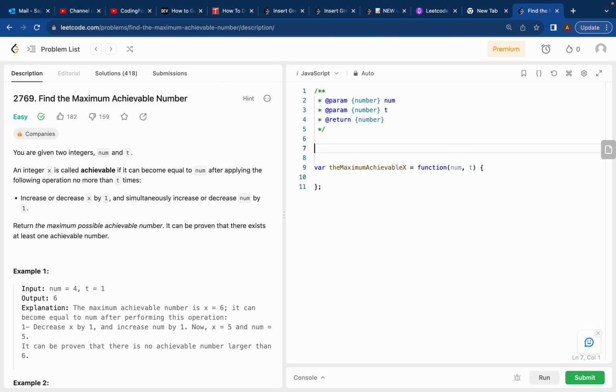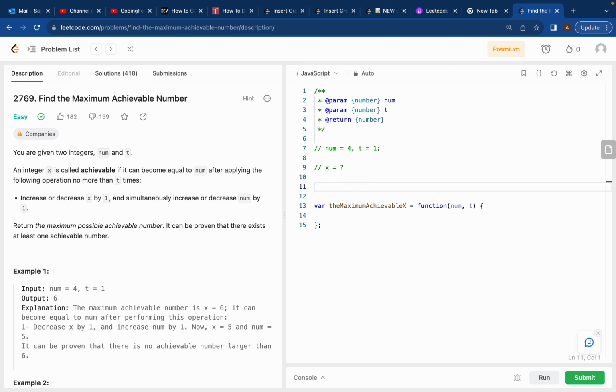To make the problem easier, I'll try to solve it in a mathematical way. So I'll write the equation. You know what we have been given. We have been given num as 1 and t as 1, and num as 4 and t as 1. And we have to find what? We have to find x, right? That's really easy if you try to write it on paper.